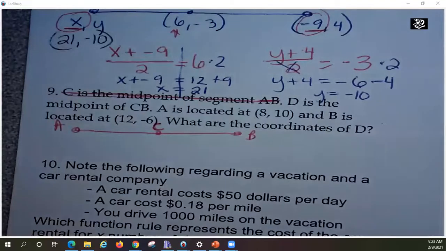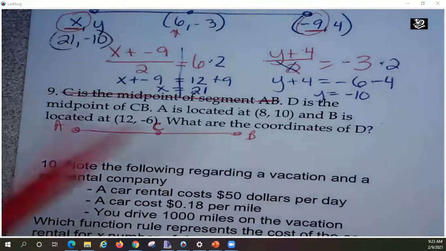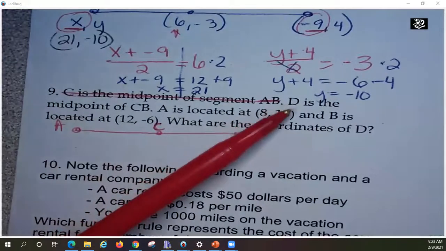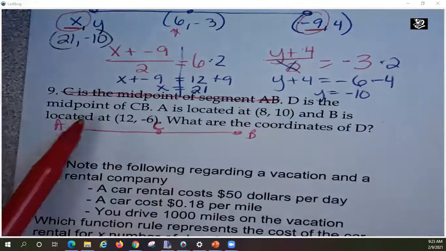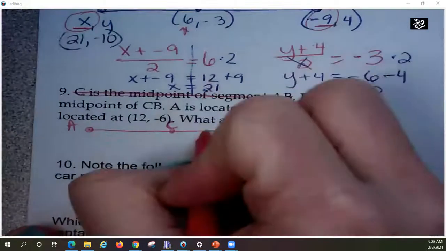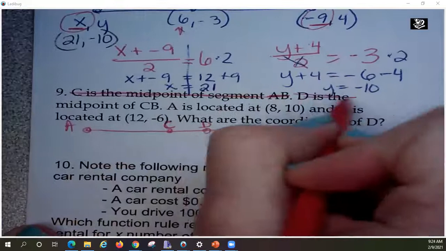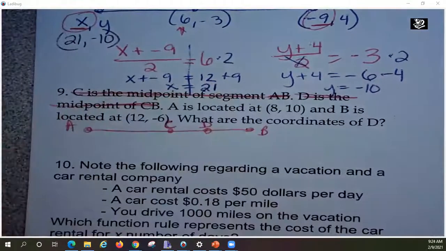I don't know. What does the next sentence tell you? Read it for us. A is located at this one. Start with D. D is the midpoint of C and B. So D goes in the middle of C and B. So I have to put all the information. I'm taking it one sentence at a time.